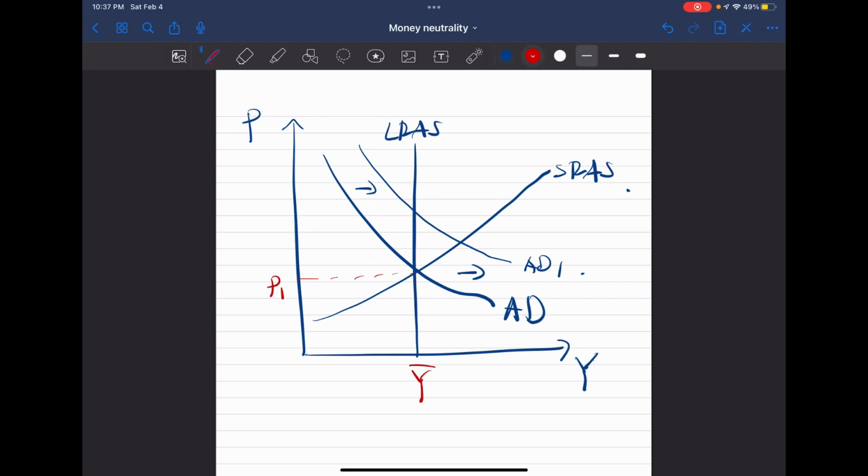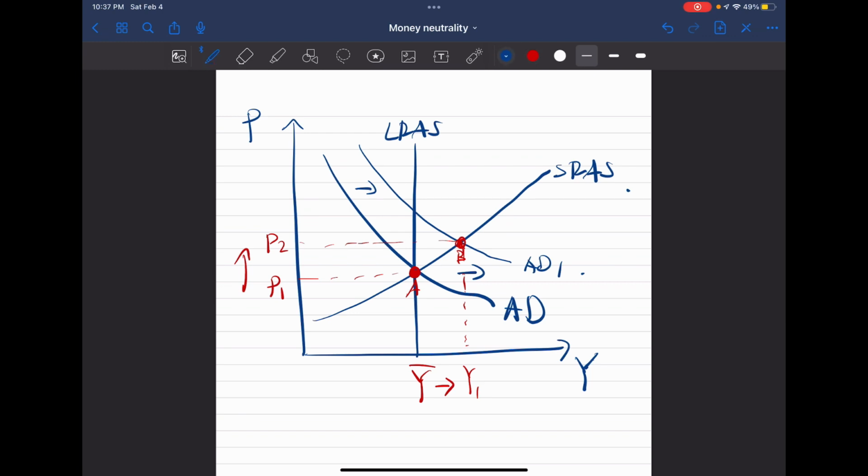In the short run, what do we see? In the short run, from equilibrium A, we move to equilibrium B. There has been an economic boom in the short run. So Y increases to Y1 and the price shifts from P1 to P2. Price increases. But then in the long run, the economy will catch up. So the economy will catch up in reality.